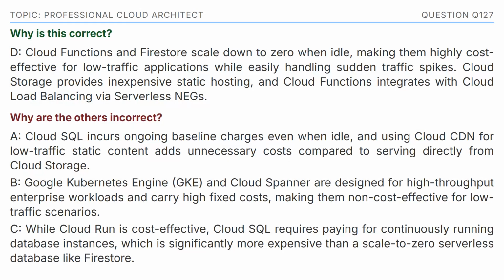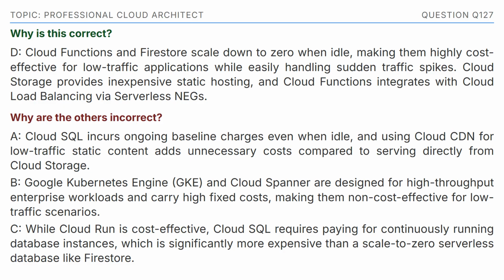Why is this correct? D. Cloud Functions and Firestore scale down to 0 when idle, making them highly cost-effective for low-traffic applications while easily handling sudden traffic spikes. Cloud Storage provides inexpensive static hosting, and Cloud Functions integrates with Cloud Load Balancing via serverless NEGs.